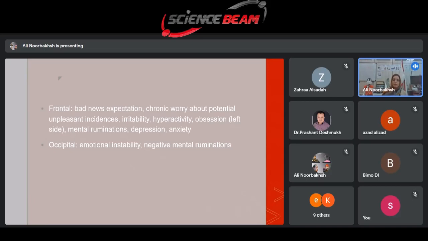If beta increases on the frontal lobe, it's related to bad news expectation, chronic worry about potential unpleasant incidents, irritability, hyperactivity, obsession, mental rumination, depression, and anxiety. If beta increases on the occipital lobe, it's related to emotional instability and negative mental rumination.